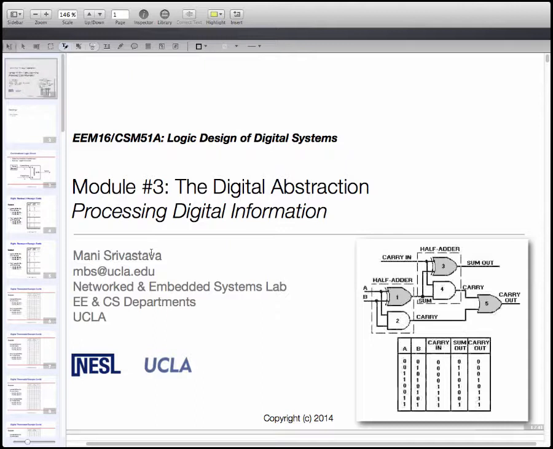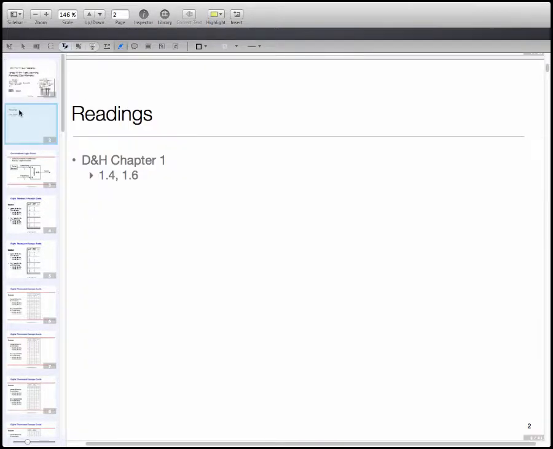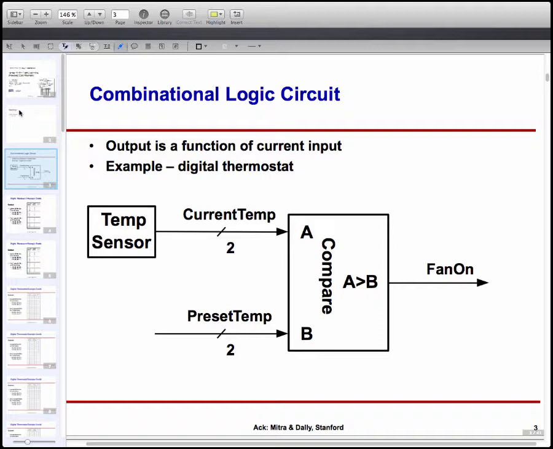So what we have seen thus far is how to represent information. Now what we're going to talk about is how do we process this information. Okay, this is still chapter 1. So now when we process digital information, the simplest kind of digital system that you can imagine is what is called a combinational logic system or combinational logic circuit.